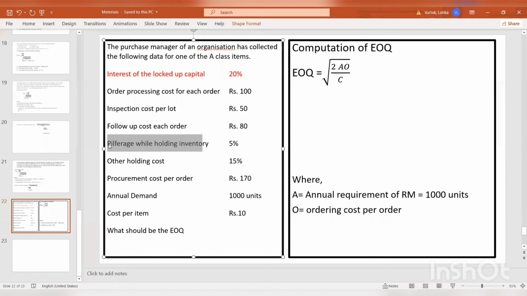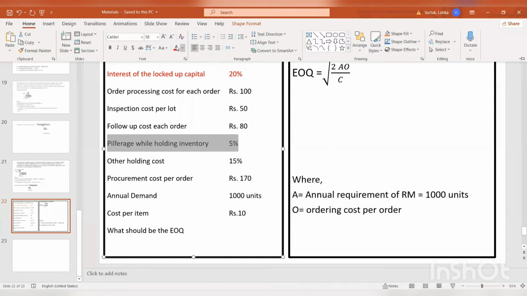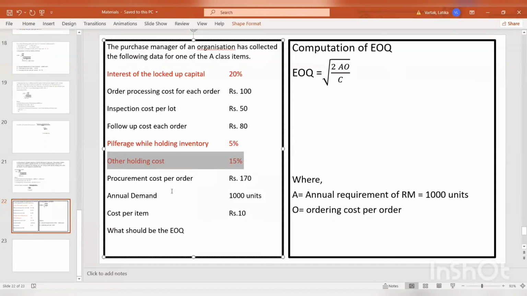So here we'll mark it as red. That will be carrying cost. Then other holding cost, obviously if we are holding inventory, that will be carrying cost. So here again we'll mark as red. After that, procurement cost per order ₹170. So procurement cost per order they have given, so that will be ordering cost per order. So here 170, annual demand we are done with. Cost per item. Cost per item is cost of that item which we are buying, the raw material. For that one item we have to pay ₹10. Okay, so ordering costs are black things.